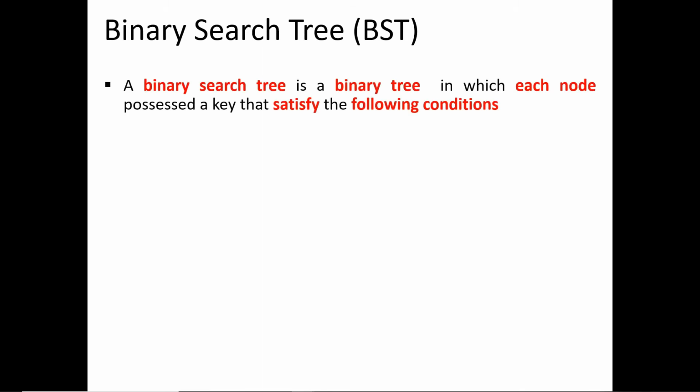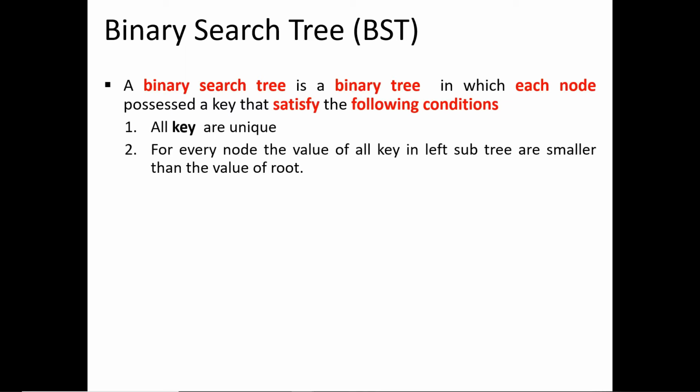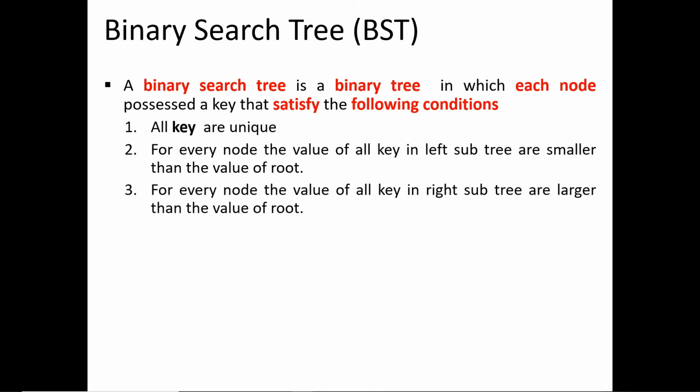A binary search tree is a binary tree in which each node possesses a key that satisfies the following conditions. First, all keys are unique. Second, for every node, the values of all keys in the left subtree are smaller than the value of the root. And third, for every node, the values of all keys in the right subtree are larger than the value of the root. That means we have to satisfy these conditions.